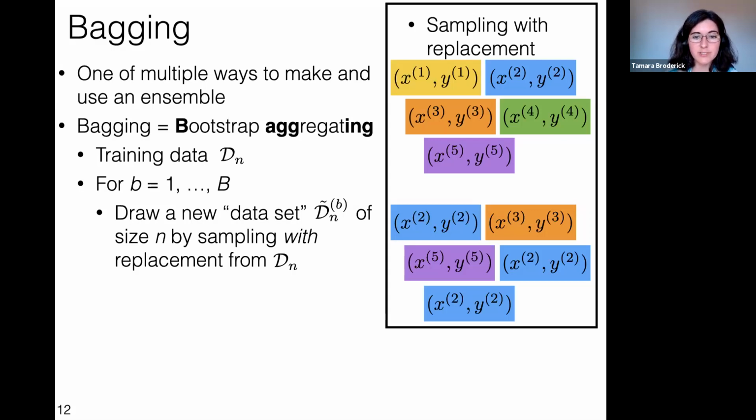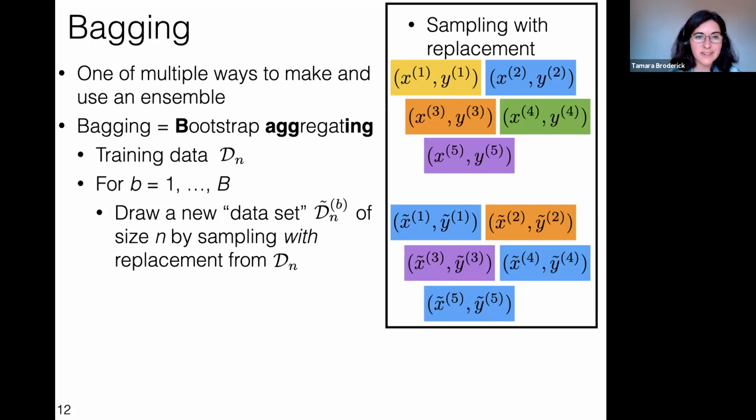And so here, I'm going to change this to be our new data set, indicated by x tilde 1, y tilde 1. So we have the first data point in our new data set, the second data point in our new data set, the third data point in our new data set, and so forth. But you'll notice the first, 4th, and 5th data points are the same. And 2 and 3 are different. Okay, and so what we're going to do is make this new data set B different times.